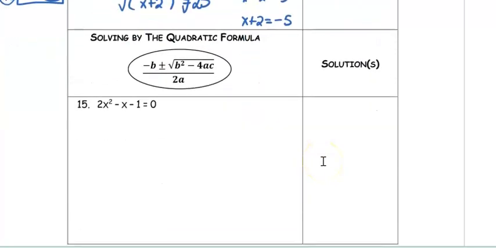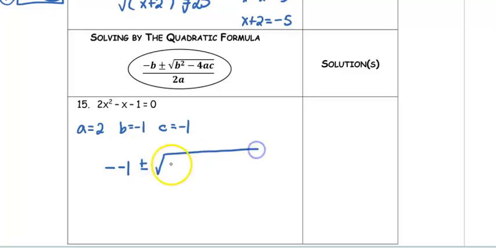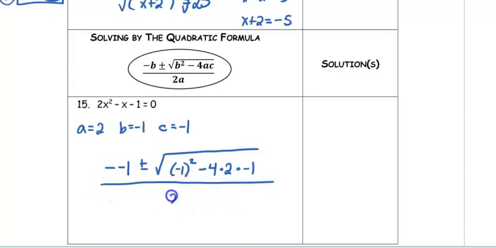Okay, here's our quadratic formula. So remember, it must be equal to 0 before you begin. So my a value is 2, my b value is negative 1, and my c value is negative 1. So I do negative b plus minus square root. I always put my b in parentheses and then square it on the outside. That way I never mess it up. Minus 4 times a, which is 2, times c, which is negative 1, all over 2 times a.